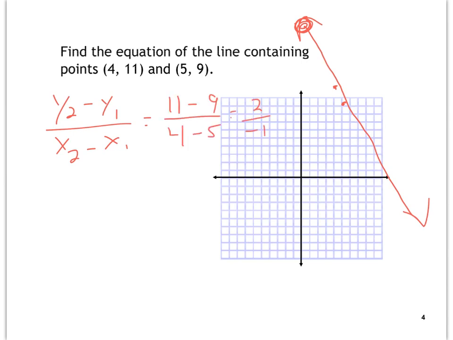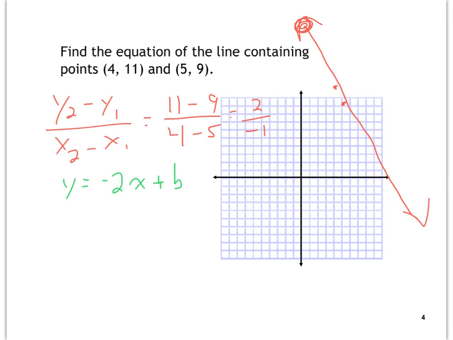Okay, you should have found that our slope was -2 because I did 11 minus 9, which is 2, and I did 4 minus 5, which is -1. So our slope now is -2, because 2 over -1 is -2. So I'm going to just switch colors here. So now I have the equation y is equal to mx plus b, so that's -2x plus b. We're going to take one of my ordered pairs, and it really doesn't matter which one.